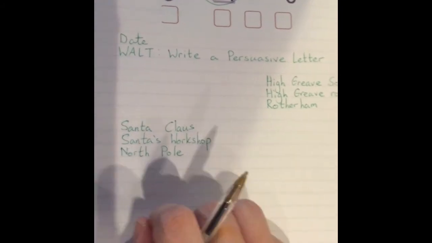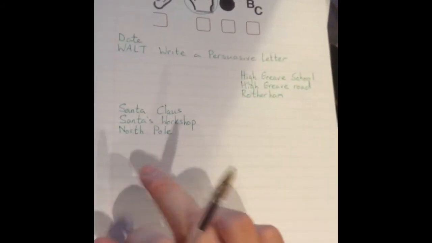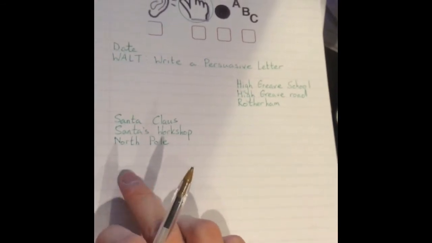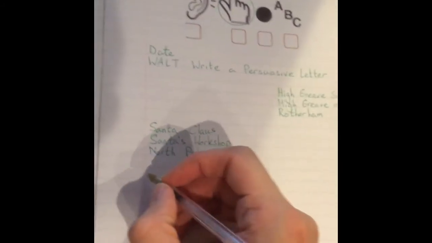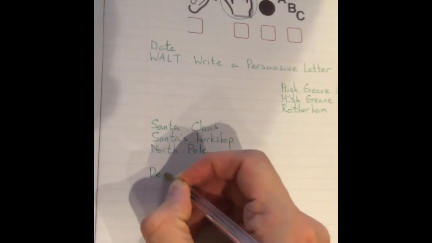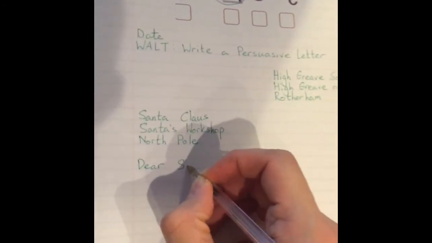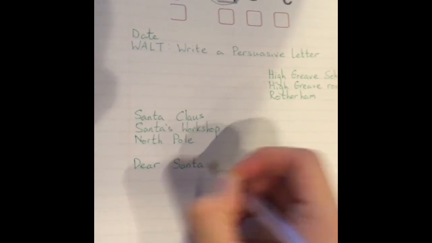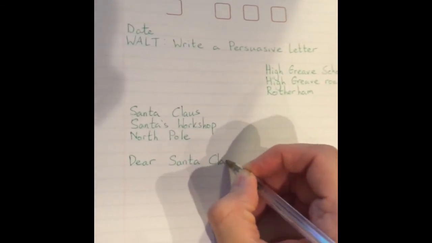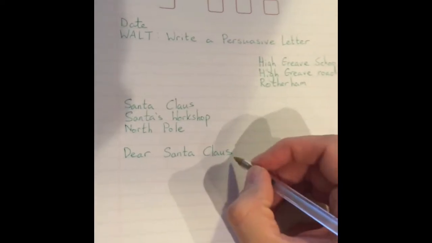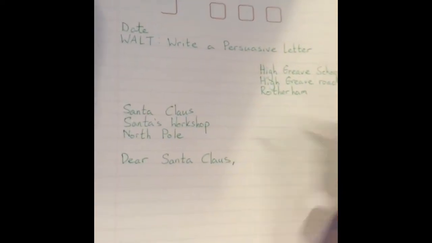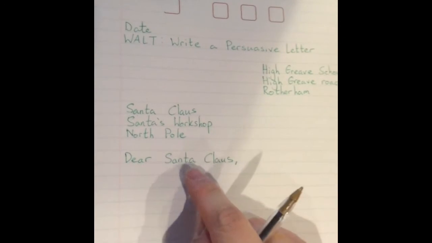Okay, right then. Next we're going to start the letter. Before, we started with Dear Tony Stark. This time we're not going to start with Dear Tony Stark. We're going to start with Dear Santa Claus, capital S A N T A, Dear Santa Claus. And we're going to put a comma after that. So we skipped a line and we put in Dear Santa Claus.